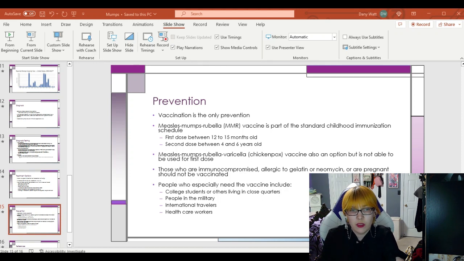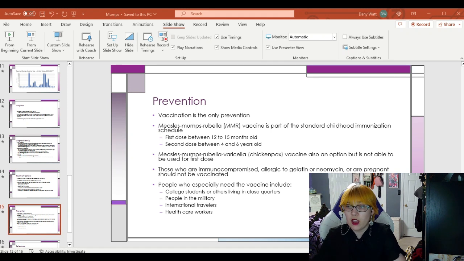There is also the measles, mumps, rubella, varicella vaccine, which is the one that adds in chickenpox as well. And that one, if I'm remembering correctly, is for 12 years old or older. But you can't use that as your first dose. So if you do get that one, that has to be your second dose. You still need the regular MMR when you're a baby. And if you're immunocompromised, or allergic to gelatin or neomycin, or you're pregnant, you should not get the vaccine because the vaccine itself can cause complications.